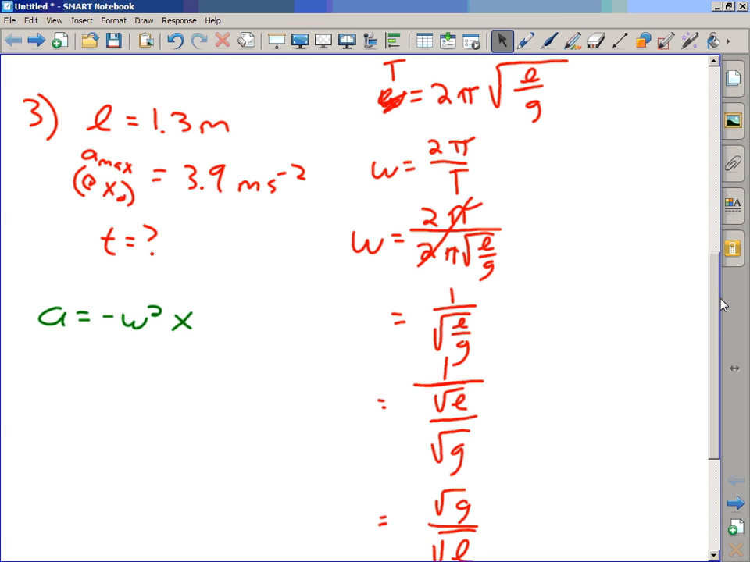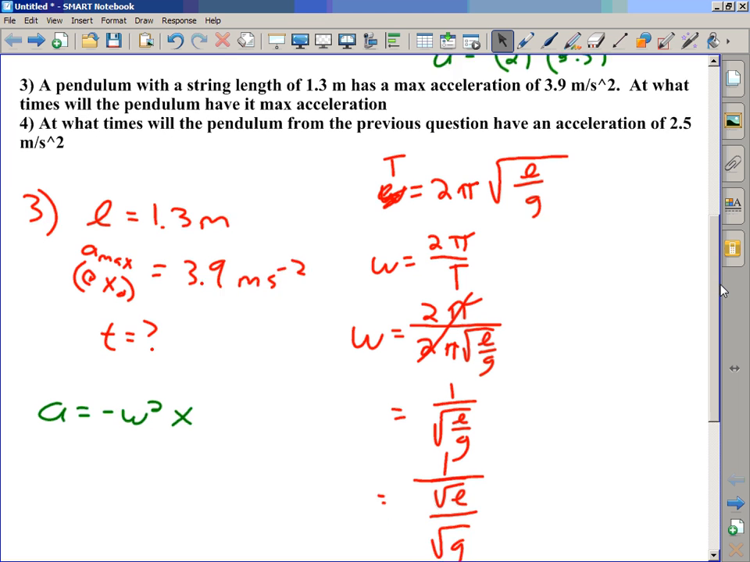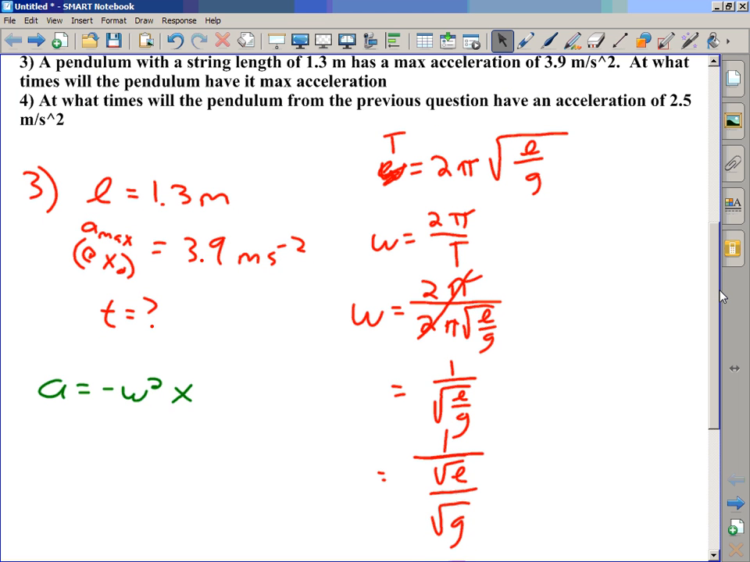Scrolling all the way back up here, at what times will we find the pendulum from the previous question? At what times will it have its max acceleration? Now, already thinking about this, that happens at the x-naughts, the farthest in or out. So if we can figure out where it's landing on maximums and minimums, those are the times we want. Yes?